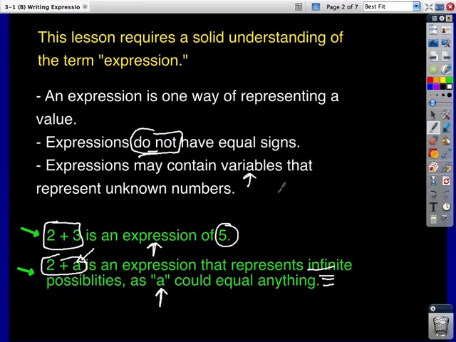And just by the way, if I said that 2 plus 3 equaled 4 plus 1, what we have here is an equation, because there's an equal sign, with one expression here and one expression here.